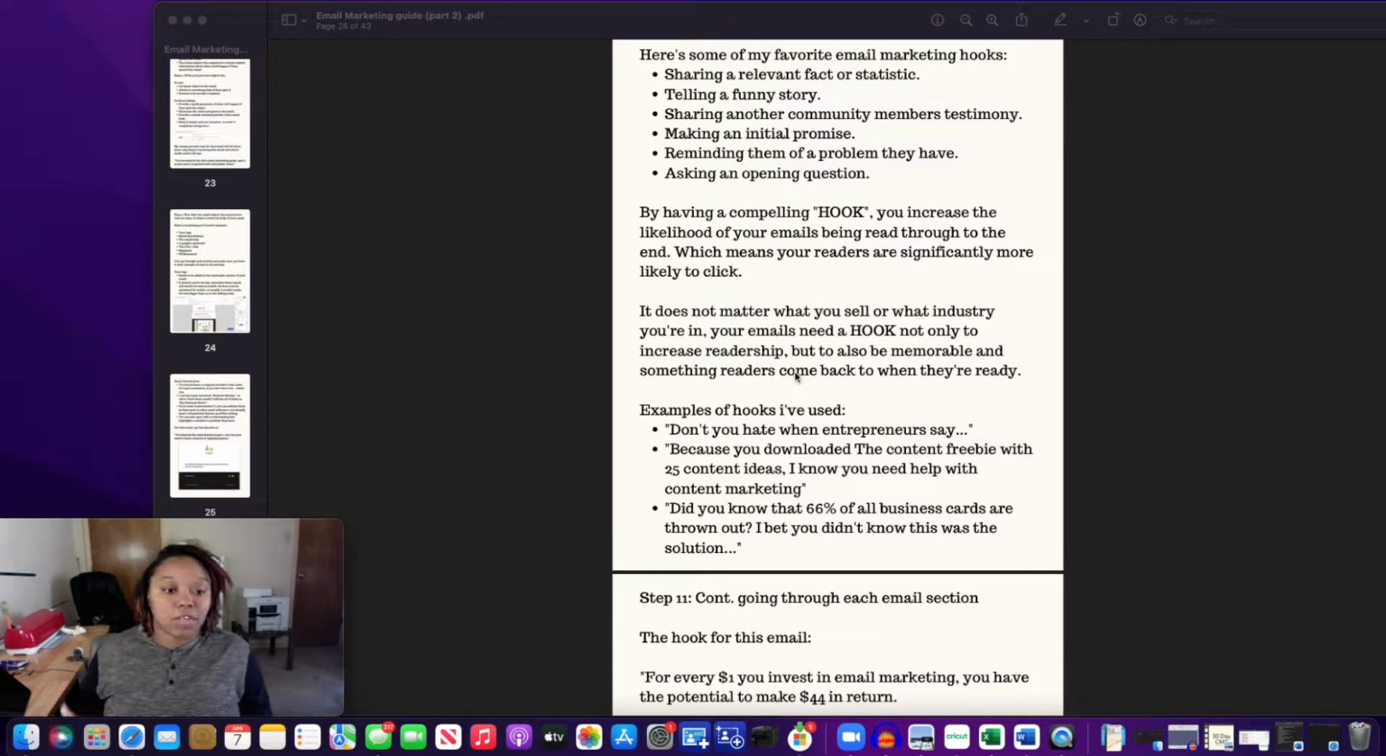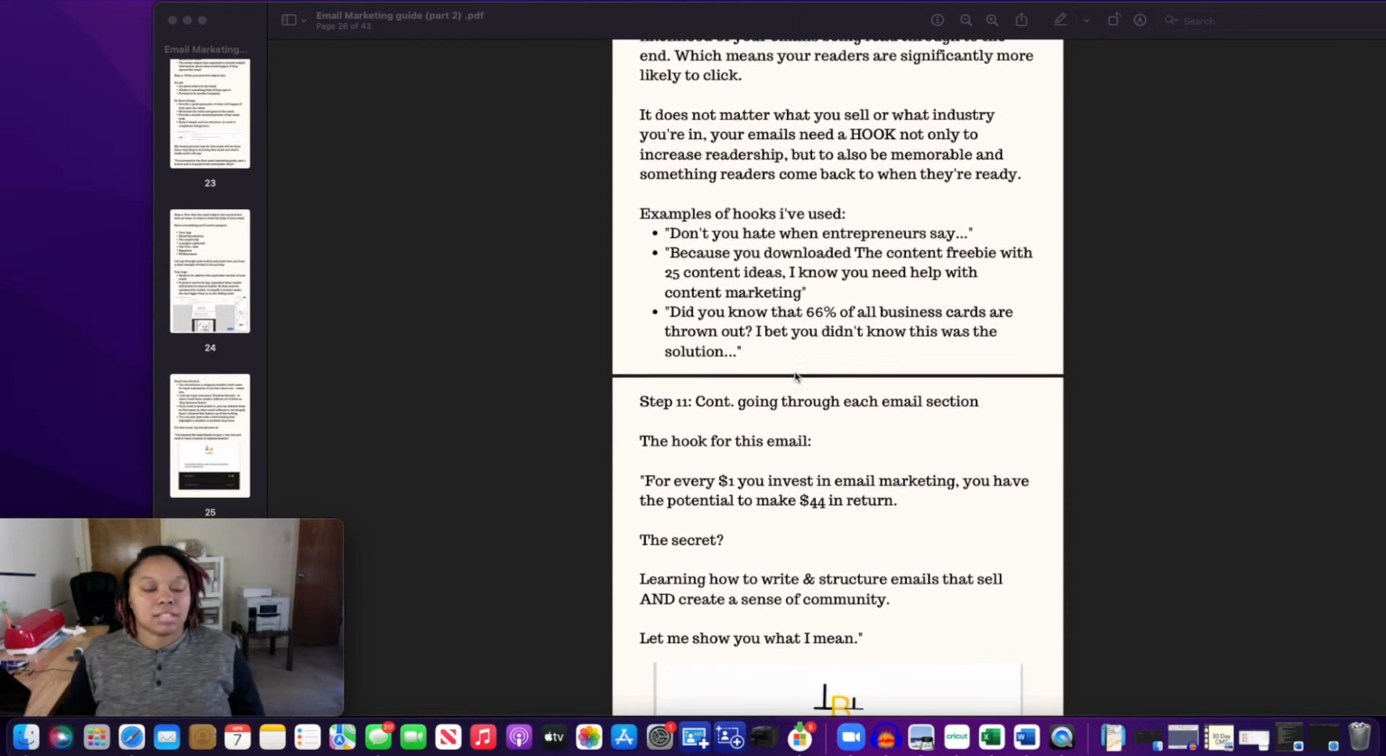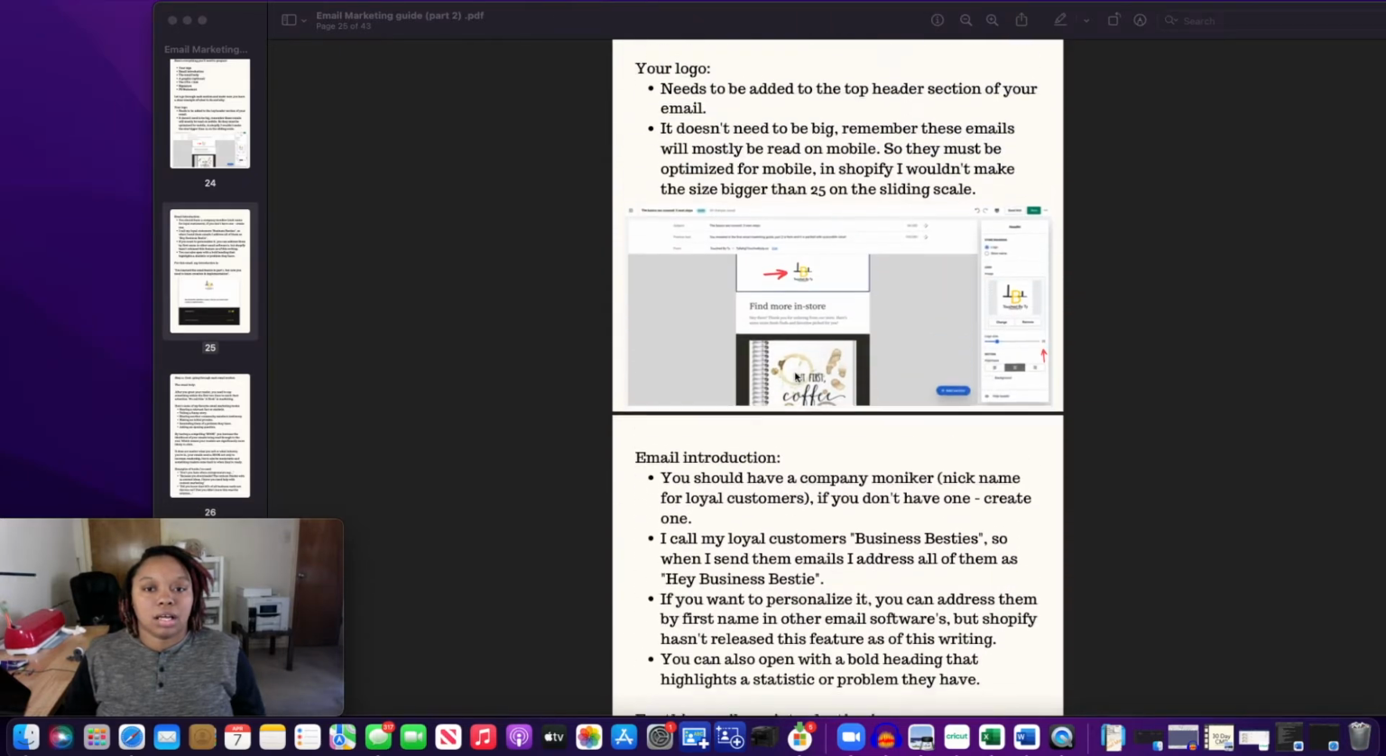Some examples of hooks that I've actually used in my own email marketing would be, don't you hate when entrepreneurs say, because you downloaded the content freebie with 25 ideas, I know you need help with content marketing. Did you know that 66% of all business cards are thrown out? I bet you didn't know that this is the solution. And then I go into telling my story, providing context, explaining the statistics that I share, and then presenting my call to action. And that's kind of how I like to structure my emails.